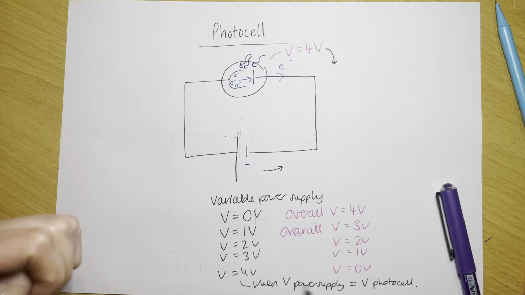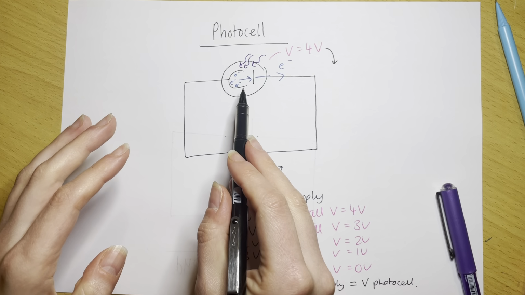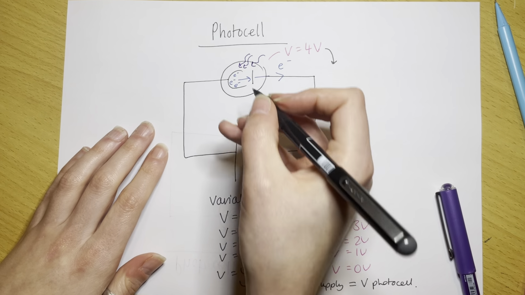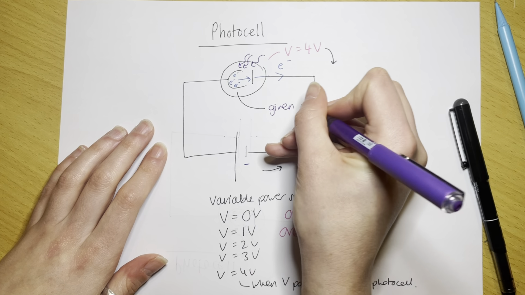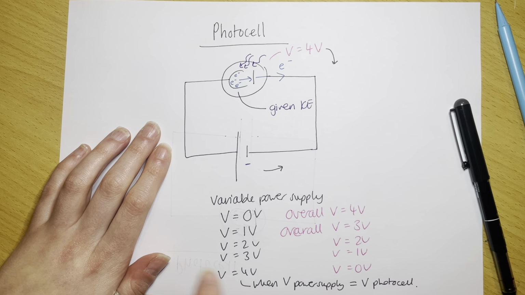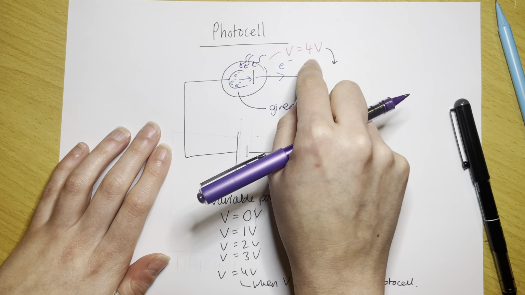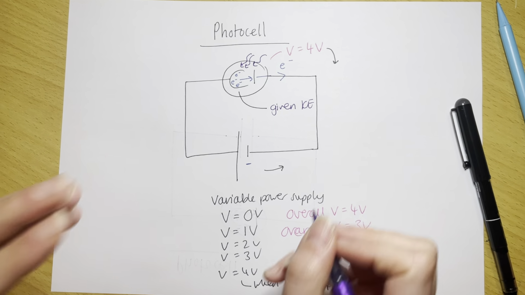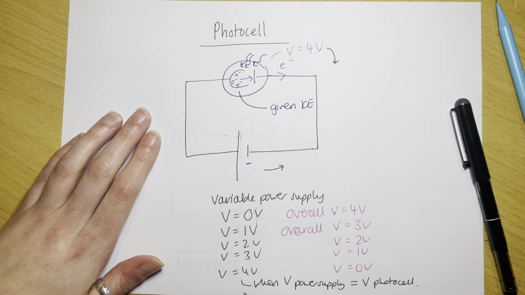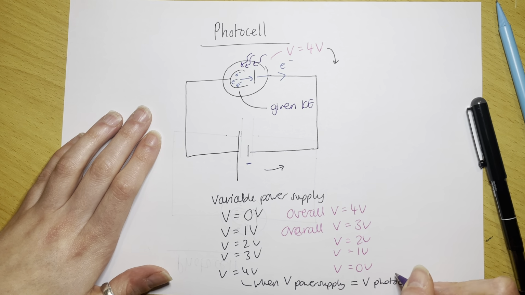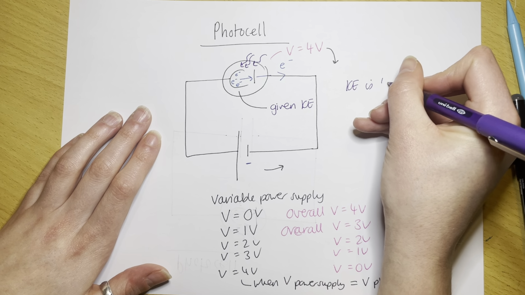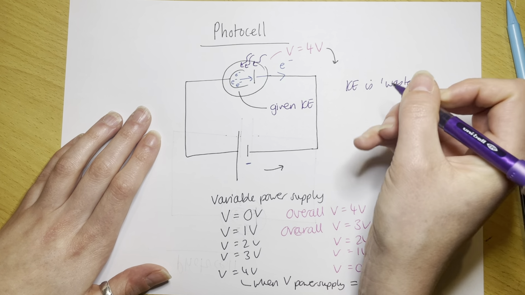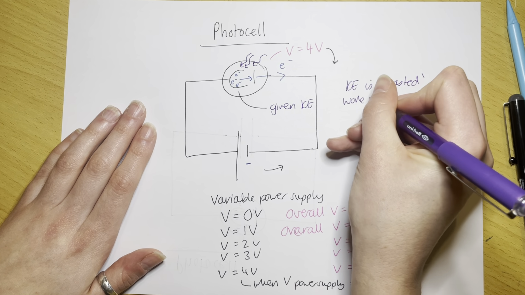Why does this voltage push back against these electrons? Well, these electrons, like I say, have been given, let's do a different colour pen, they've been given a kinetic energy. And what happens when I've got my power supply voltage equal to the photocell voltage is that KE is effectively wiped out. So at this point, when the power supply equals the photocell supply, the KE is wasted, potentially. The electrons are slowed down. What we say is work is done against the electrons.